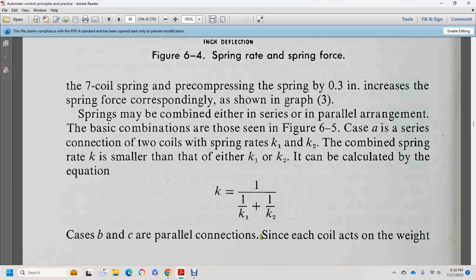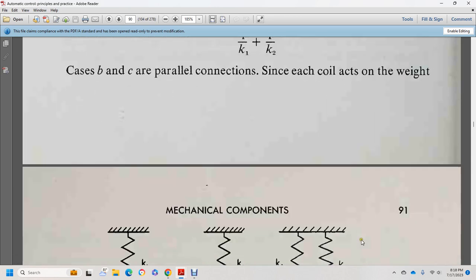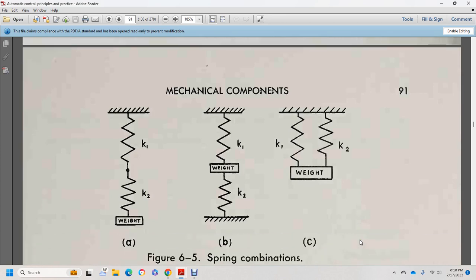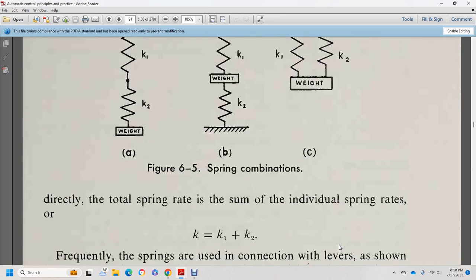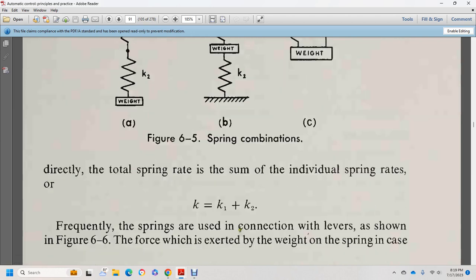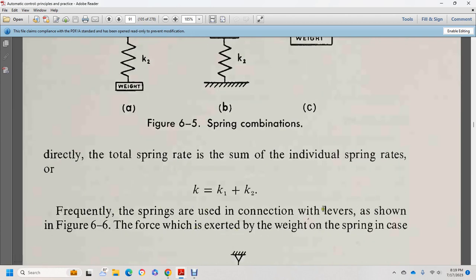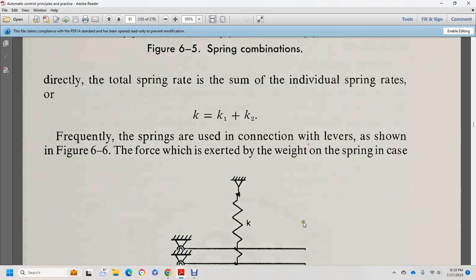Cases B and C are parallel connections, since each spring acts on the weight, shifting the weight and mechanical components of springs A, B, and C directly. The total spring rate is the sum of the individual spring rates, K equals K1 plus K2. Frequently springs are used with the connection of levers, shown in figure 6.6, where the force is exerted by the weight on the spring.